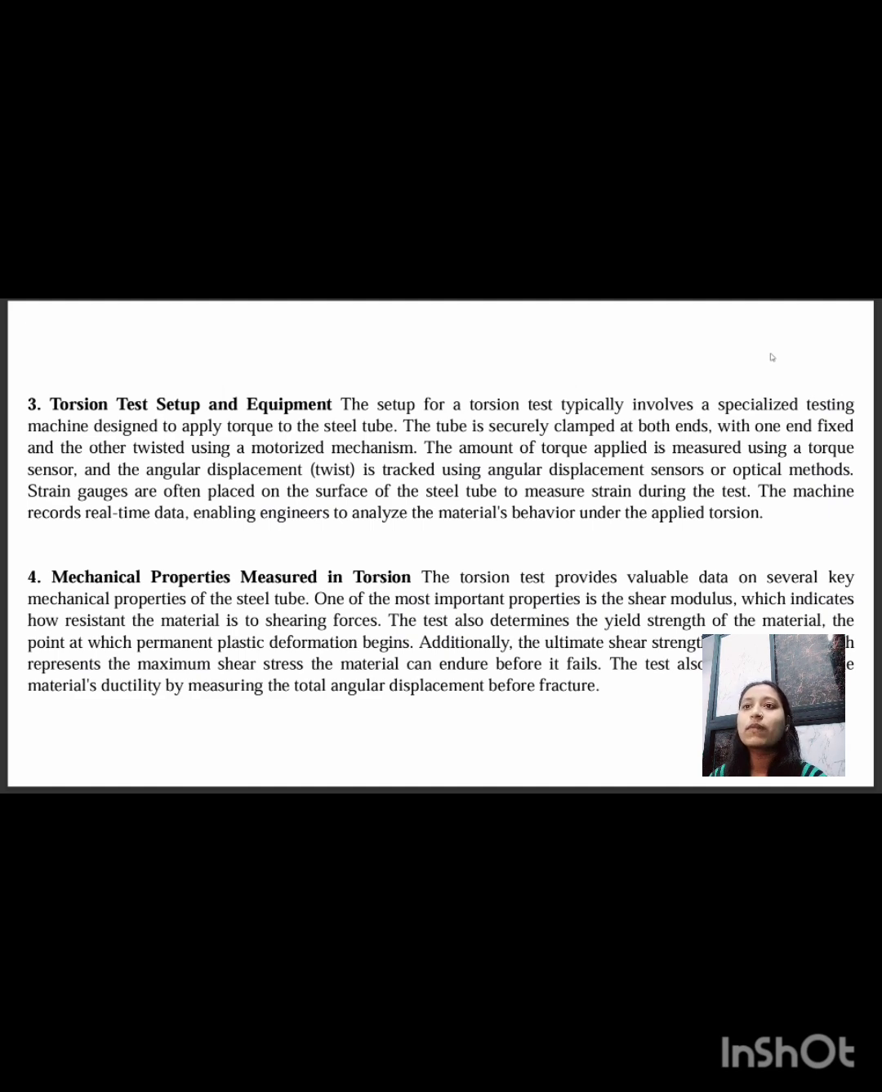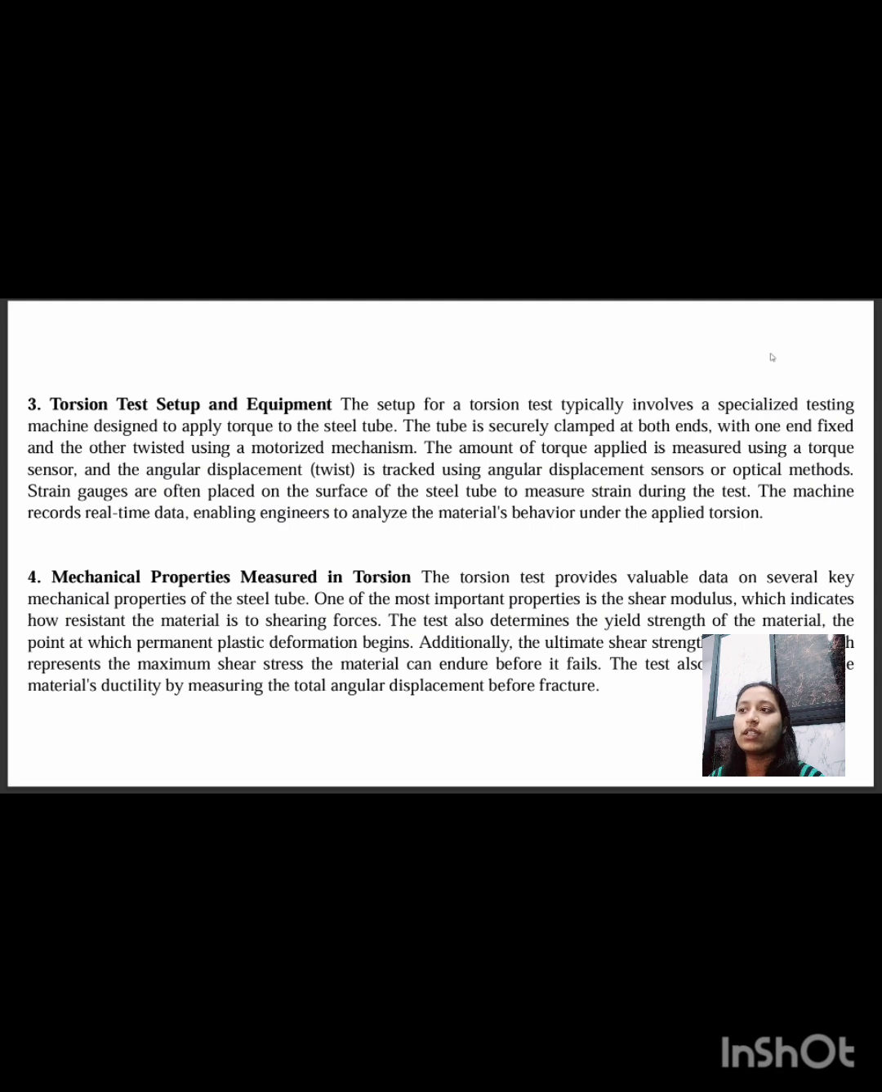The next one, mechanical properties measured in torsion. The torsion test provides valuable data on several key mechanical properties of the steel tube. One of the most important properties is the shear modulus, which indicates how resistant the material is to shearing forces.